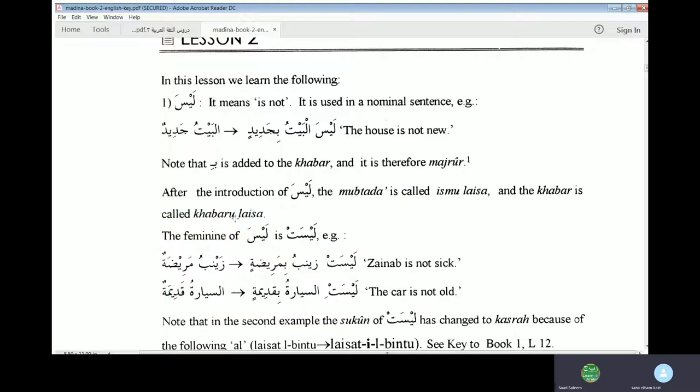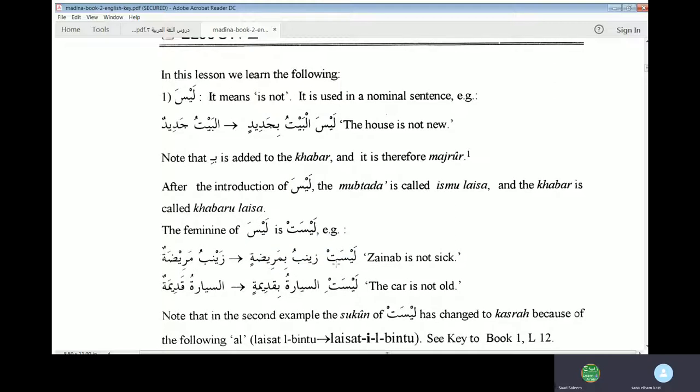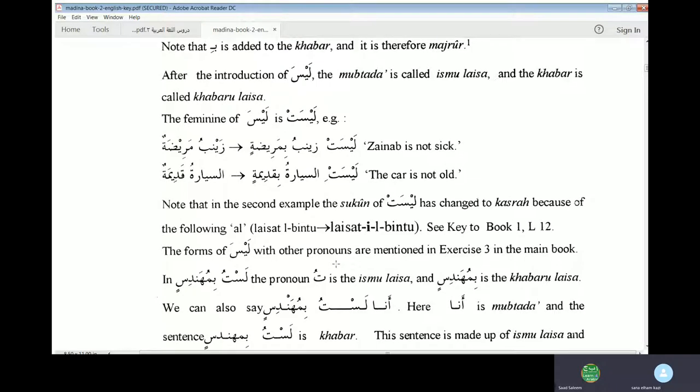The feminine of laysa is laysat. For example, Zainabu marizatun. Laysat Zainabu bi marizatin. Zainab is not sick. As-sayyaratu qadimatun, which is the car is old. And then if you put laysa, laysatis sayyaratu bi qadimatin, the car is not old. Note that in the second example, the sukoon of laysat has changed to kasra because of the following al. Laysatil bintu.